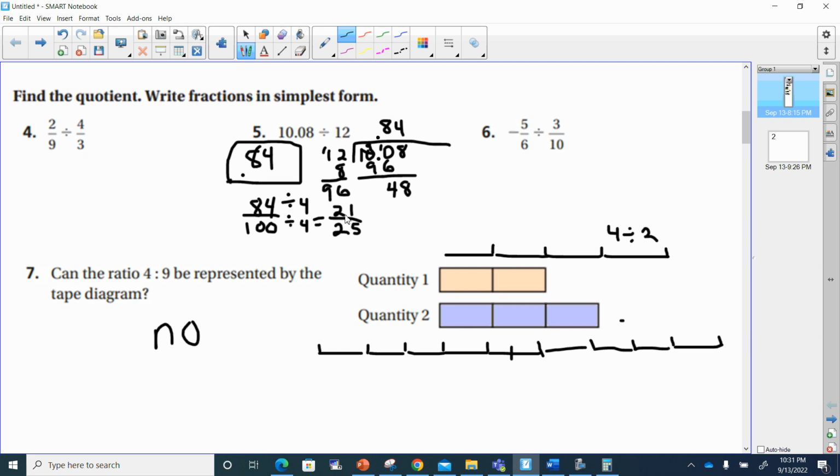I also turn this into a fraction, just in case it meant fraction in simplest form, but I don't think it really does. I think they're talking about these fractions over here. But if I did take 0.84 and turn it into a fraction, I put 100 underneath it. I would divide each side by 4 and get 21 over 25.